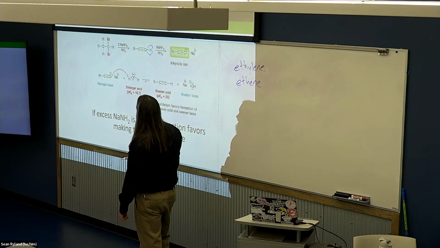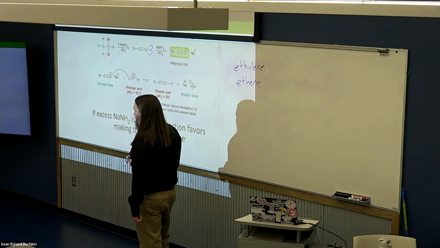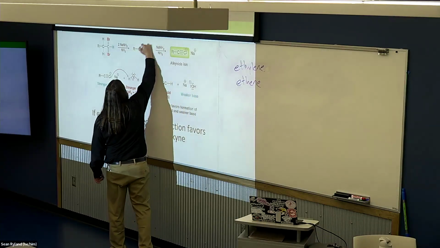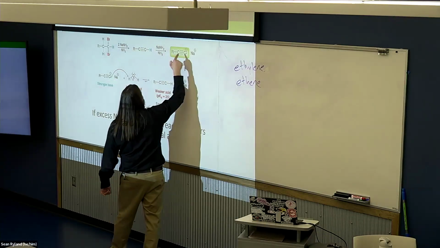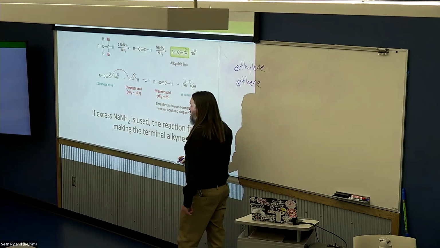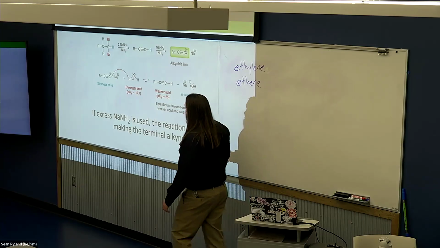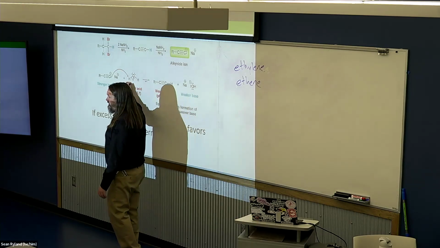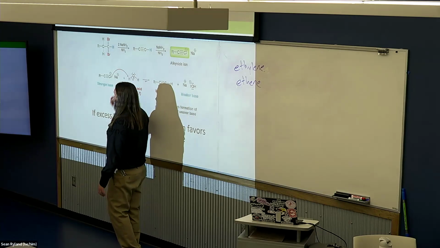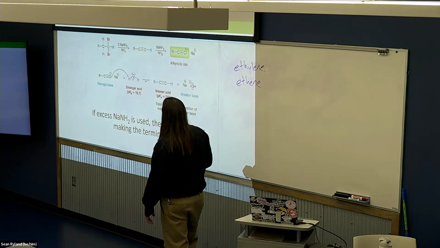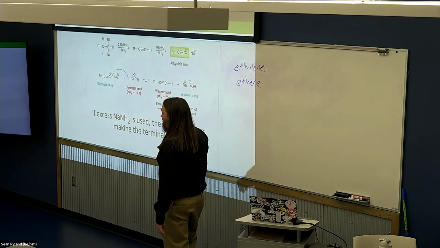meaning we can deprotonate the alkyne if it's at the end of the carbon chain. So if we have excess sodium amide, we'll actually go all the way to deprotonating the alkyne as well. Which then we usually follow up by adding water, and it just replaces the hydrogen, and you get a terminal alkyne. So when I say terminal, I mean it's the end of the carbon chain.